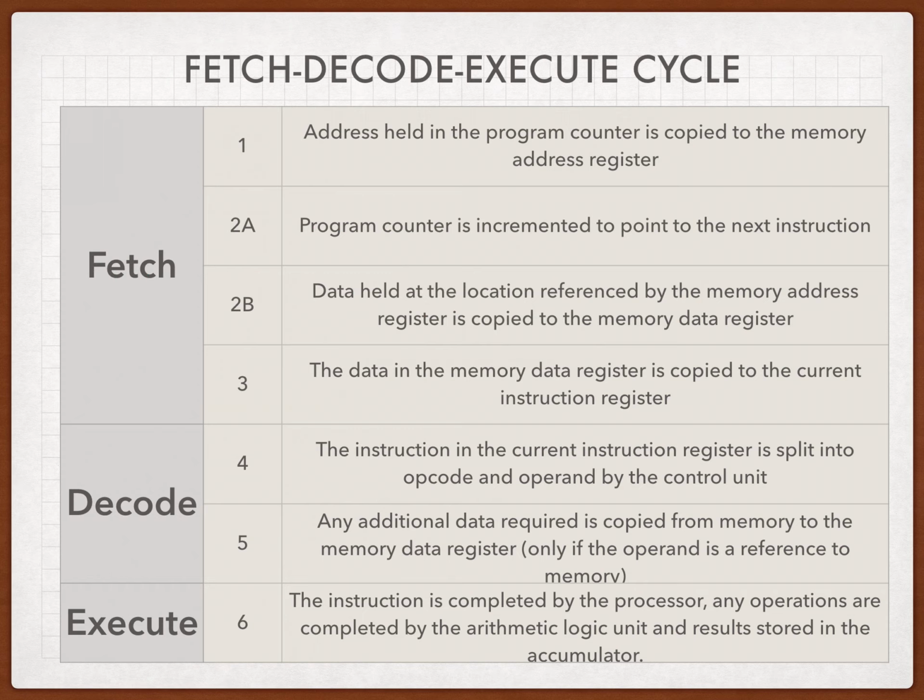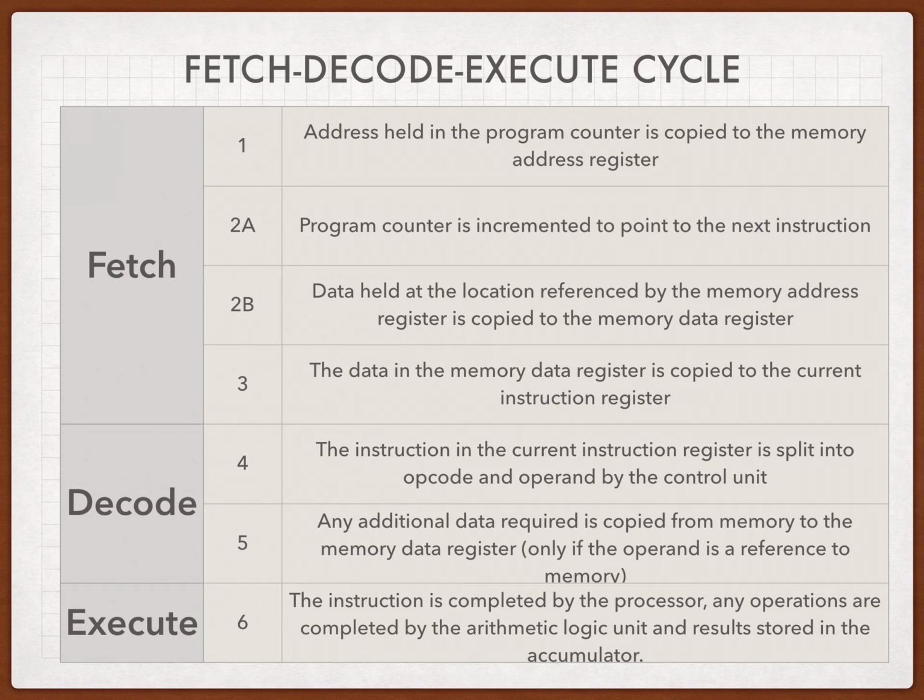The next two parts of the cycle complete in tandem. The program counter is incremented to make sure that it's pointing to the address of the next instruction. At the same time, the data held at the location referenced by the memory address register is copied from memory and placed into the memory data register. Following on from that, the memory data register has its data copied to the current instruction register. At this point, most of the data from main memory has been fetched, if not all of the data.